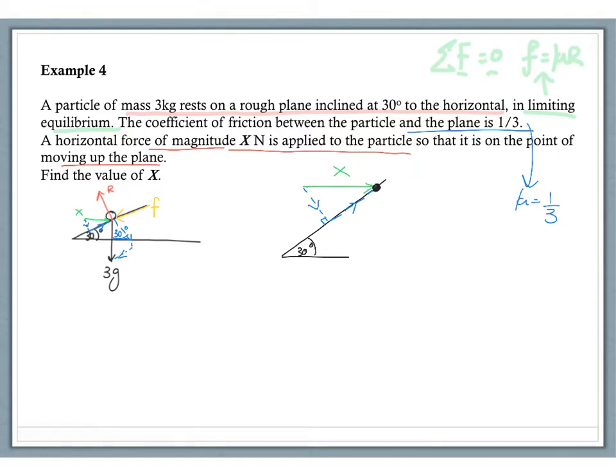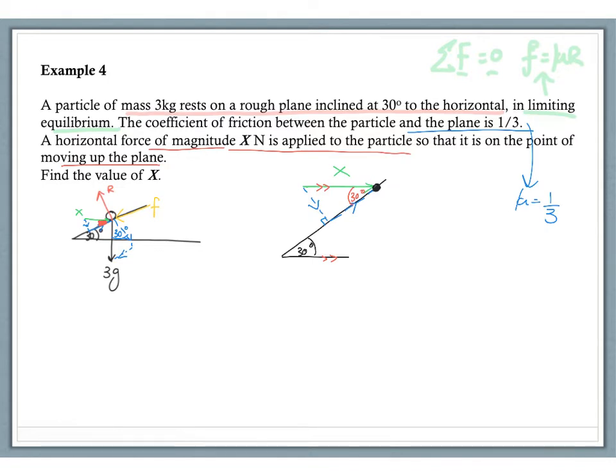Now, looking at the angles, we can see that this force x is parallel to the horizontal, which means we have a pair of alternate angles. So this angle here is also 30 degrees. If you want to see it on the original diagram, it's this angle here. This will then allow us to work out our components.